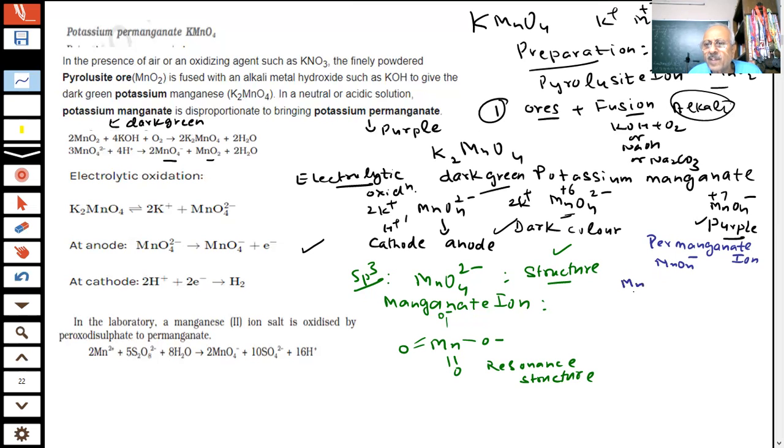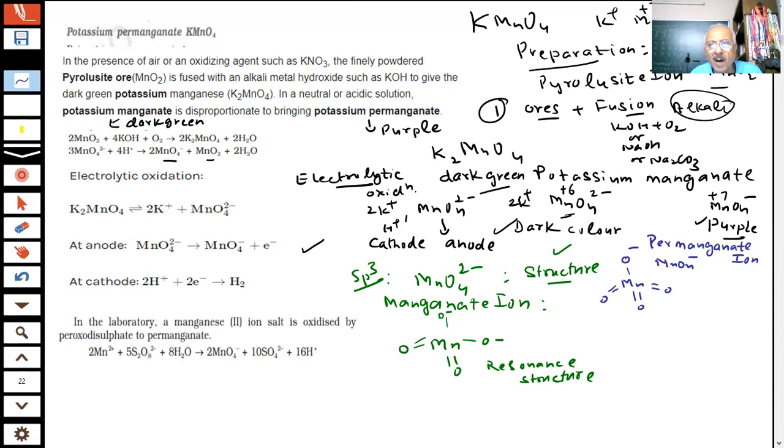What will be the difference? No problem. Only one minus charge is there. So 1, 2, 3, 4. We are putting 3 double bonds and you have one minus. And I can see there are possible resonance structures. This can be single, this can be single, this can be single, this can be double. So there will be resonating structures. So you have purple and green color, students.